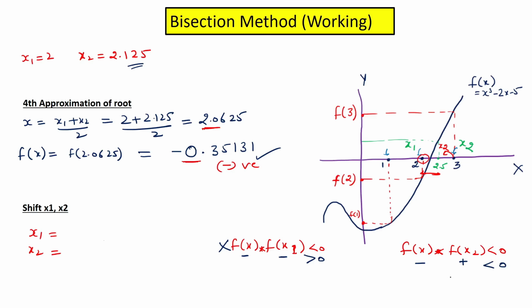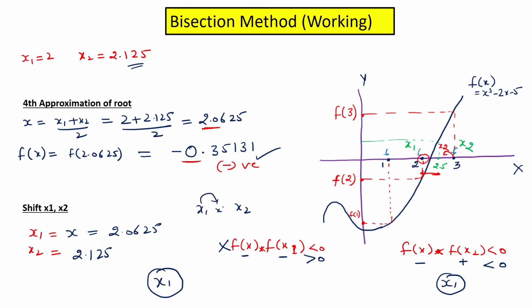So that means here now x1 will change according to this condition. So x1 equal to x and it will be 2.0625 and x2 will remain same. So here my x1 was changed. Earlier it was x2 which was getting changed. So this is something like x1 was here, x2 was here. Now x1 come to x point and now my boundary again shifted.